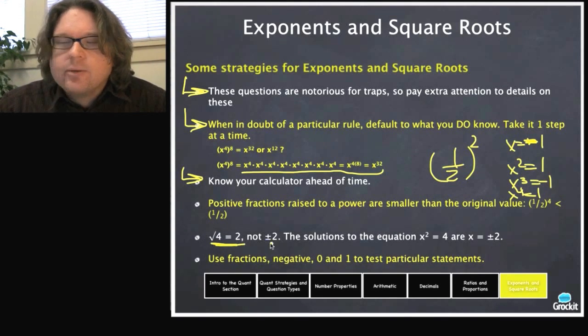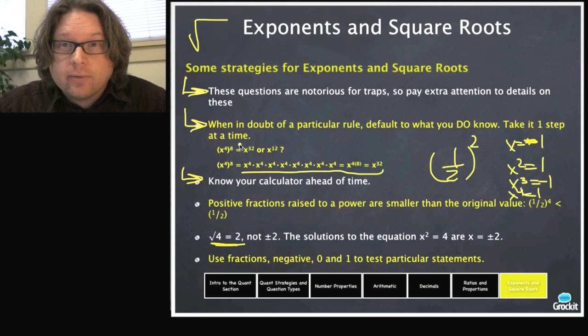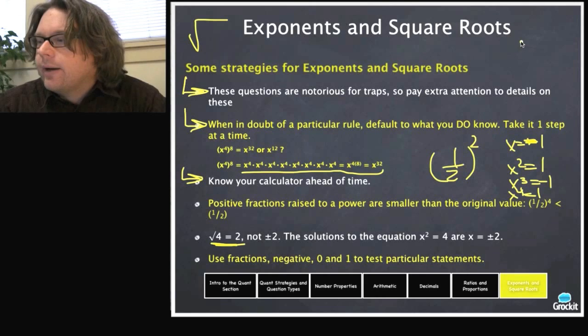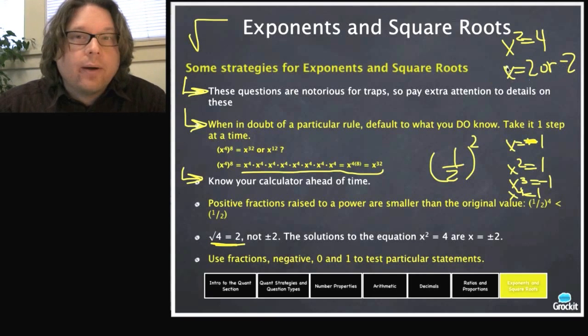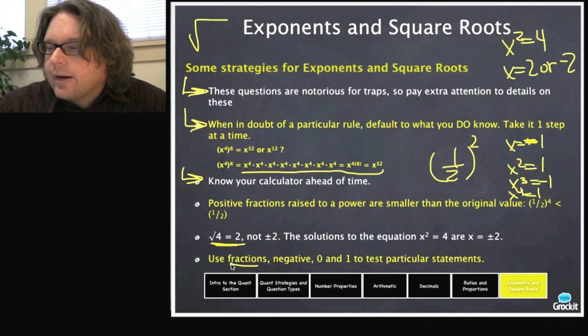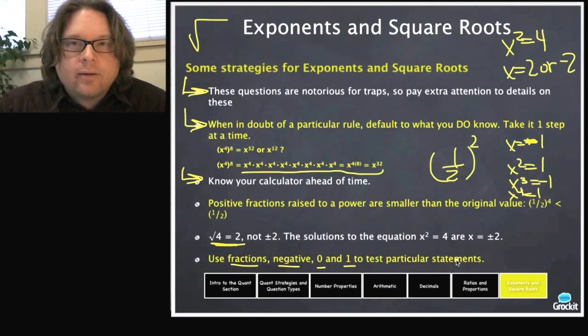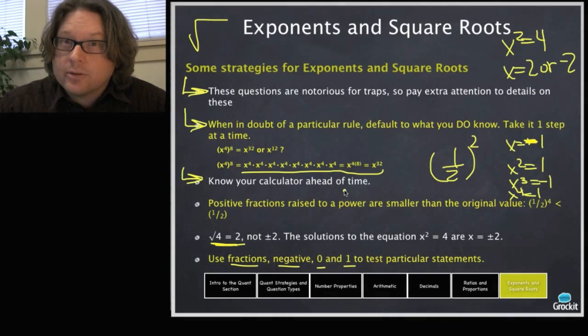The square root of 4 is 2, not plus or minus 2. So the radical sign here always means the positive square root. Always, always, always on the GRE. On the other hand, like we give here, x squared equals 4. This is x equals 2 or -2, because either one of these squared becomes 4. So just keep track of the difference. And then finally, fractions, -1, 0, and 1 to test particular statements relating to exponents. That's a lot to practice, but of course, there's homework.